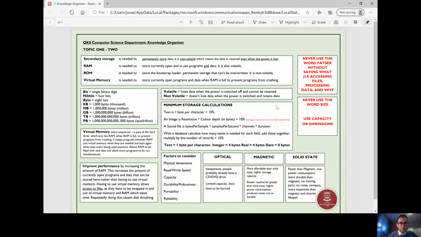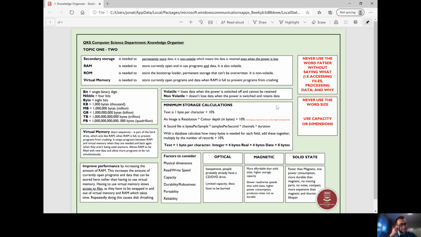Hello, this is the first video in preparation for your mock examinations, and I'm going to take you through the topic of storage, which was the very first topic we did in year 10. I've taken you to the knowledge organizer that you've all got a copy of in your year 10 exercise book right at the start. This knowledge organizer was put together for the first two topics, storage and memory. So I'm just going to take you through the storage things in this first video.